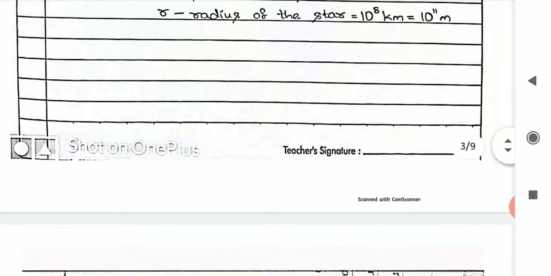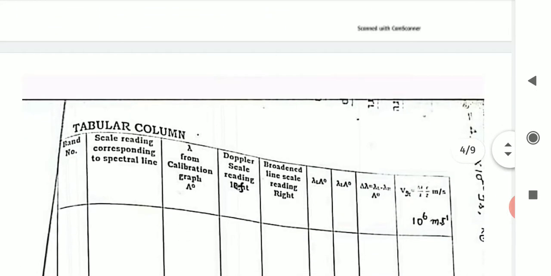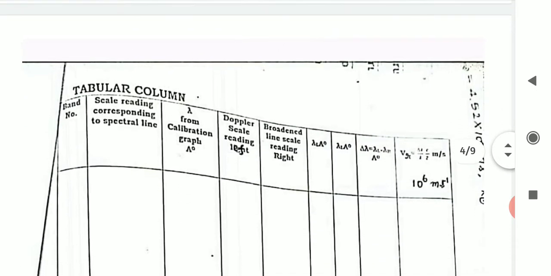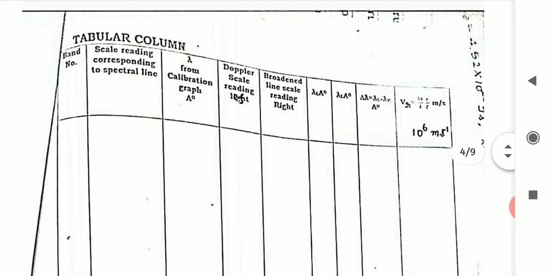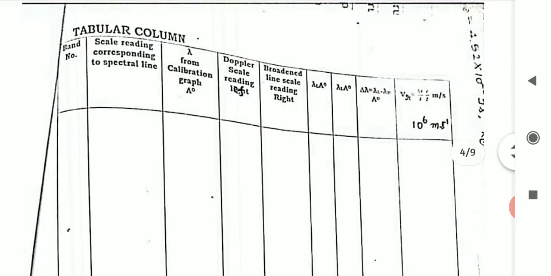So here the tabular column is already shared. The first one is band number. There will be 6 bands. You have to write 1, 2, 3, 4, 5, 6. Scale reading corresponding to the spectral lines, that you have to measure by using the scale and data sheet. Lambda, from the graph you have to calculate here.